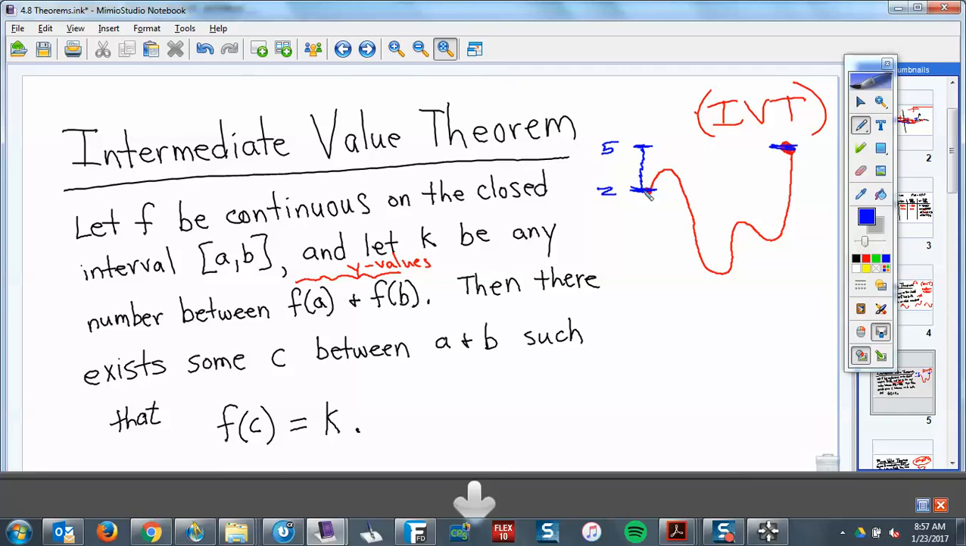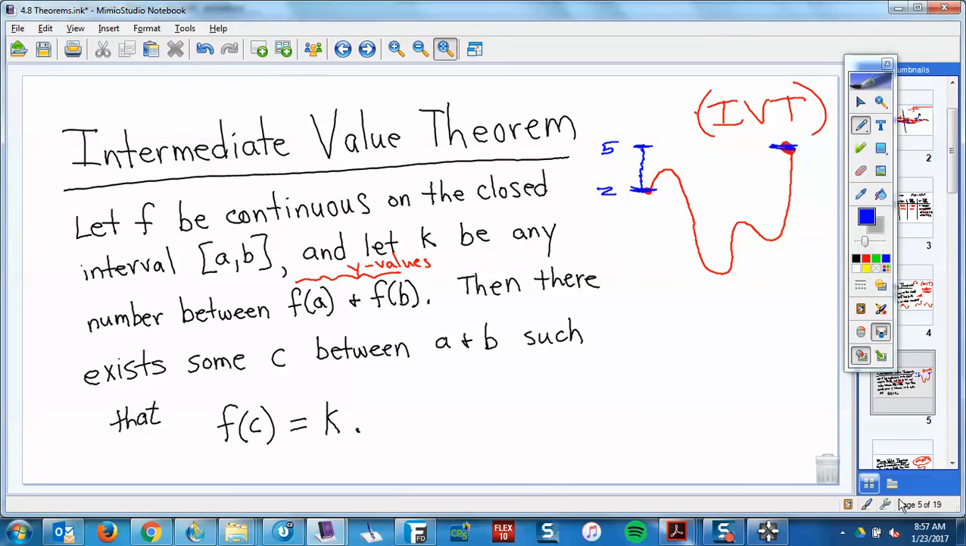Yes, that's true. If it's a continuous function, you'd have to hit all the places between the low and the high points. But that's not what this is about. This is about the starting point and the ending point. So if you know you started here and you ended here, you had to hit all the places in between them. So I've got a little better picture of that here that we can talk about.